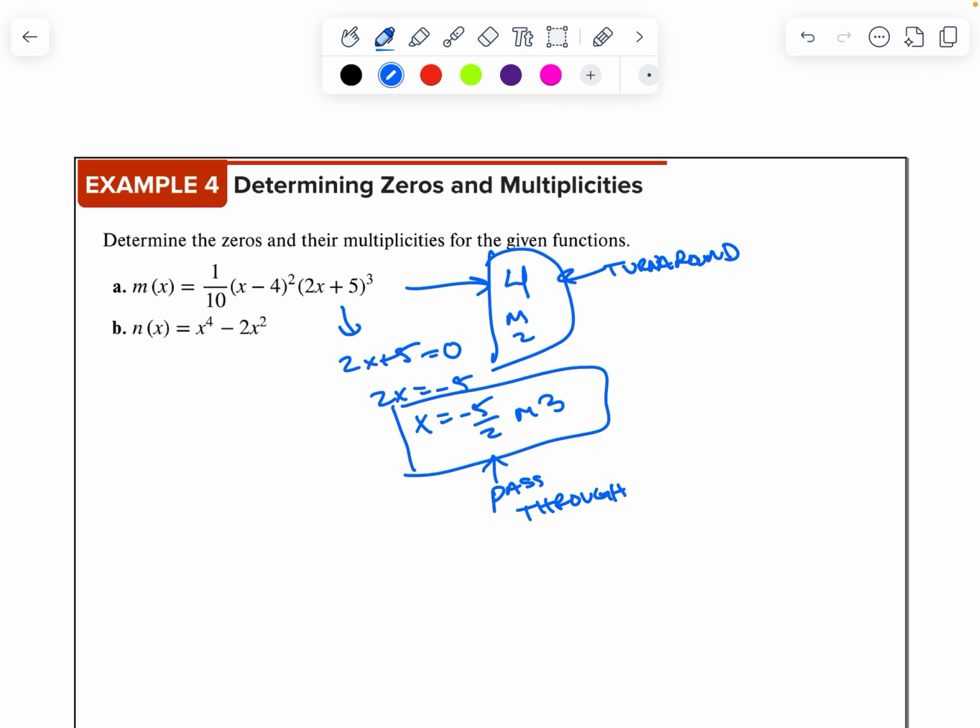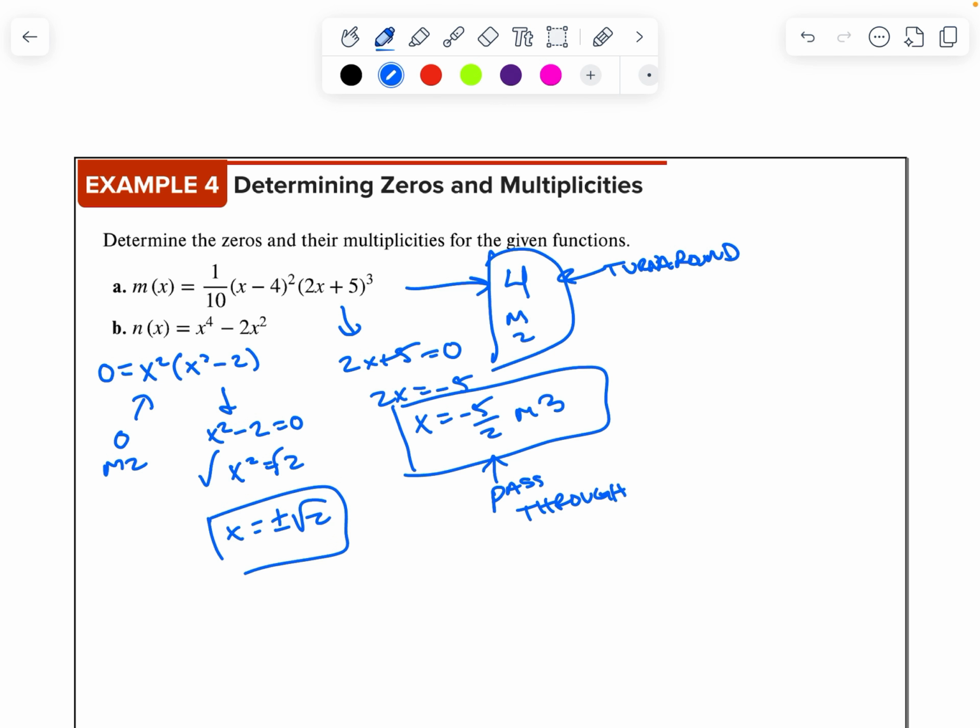For part B, if we were trying to find the zeros, what we would do is take out a GCF, so 0 equals x squared times (x squared minus 2), and then I could say x would be 0, right, with a multiplicity of 2. For this one, x squared minus 2 equals 0, x squared equals 2. Take the square root on both sides, and x equals plus or minus square root 2. Don't forget, if you take the square root on both sides, you do get a plus or minus.